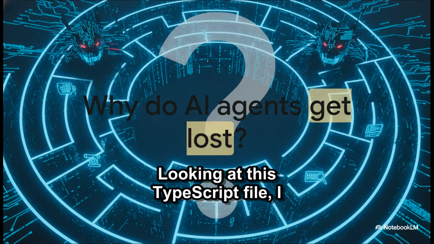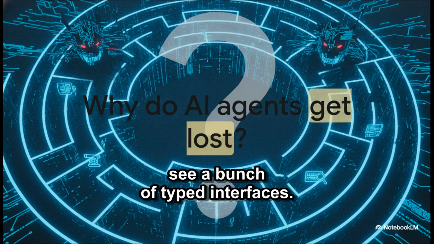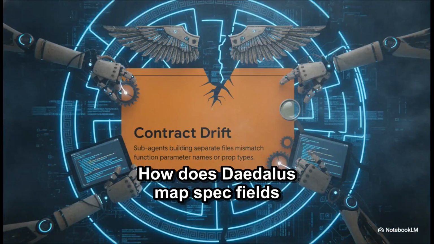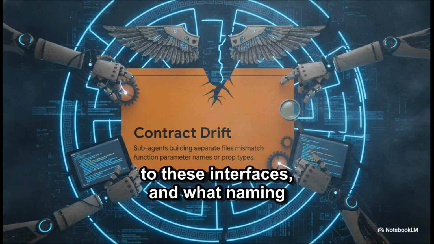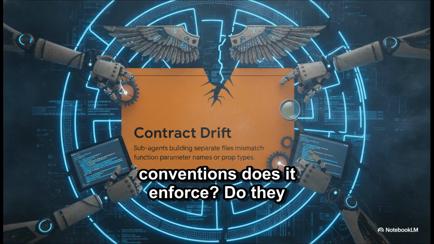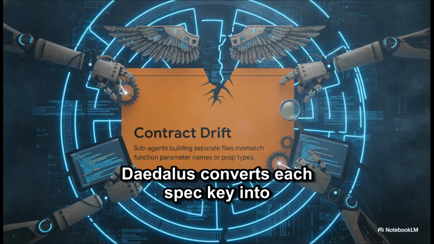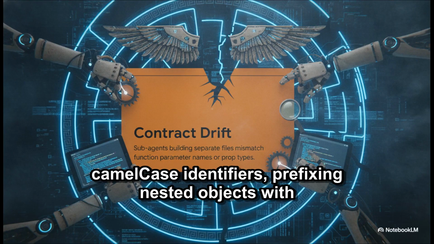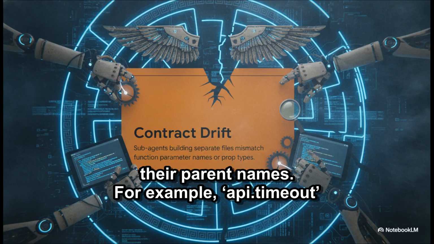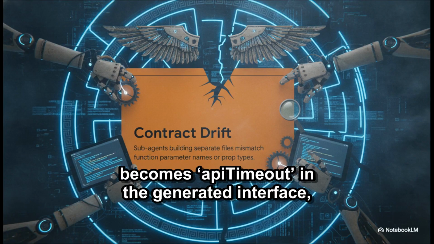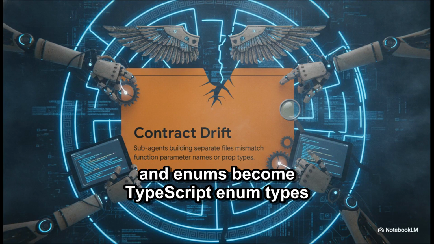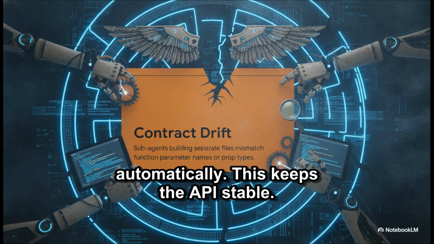Looking at this TypeScript file, I see a bunch of typed interfaces. How does Daedalus map spec fields to these interfaces? And what naming conventions does it enforce? Do they preserve the hierarchical structure of the YAML? Daedalus converts each spec key into camel case identifiers, prefixing nested objects with their parent names. For example, api.timeout becomes apiTimeout in the generated interface, and enums become TypeScript enum types automatically. This keeps the API stable.